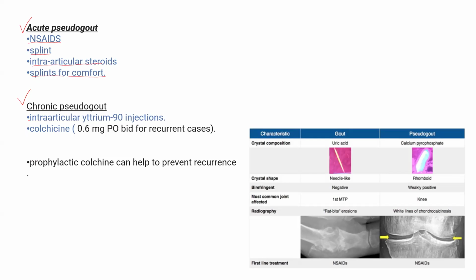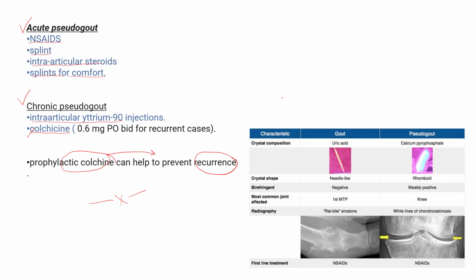In chronic pseudogout, we need to give intra-articular steroid injection, and colchicine also stands good when you are managing chronic pseudogout. So why do we need colchicine? Colchicine can be given prophylactically to decrease the recurrence. So what happens if there is a recurrent attack of pseudogout? There is again inflammation, and it keeps on damaging the cartilage, and the patient will end up in severe arthritis. So this is all about pseudogout.